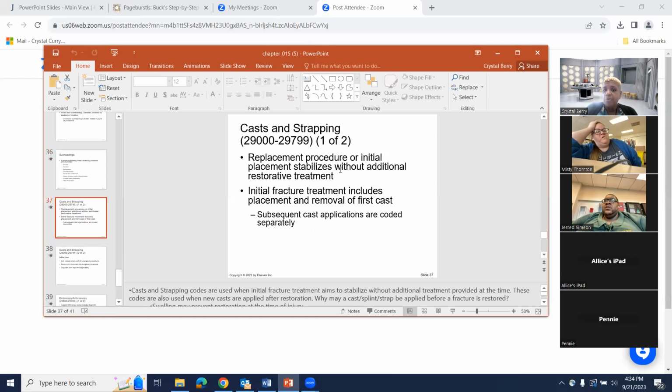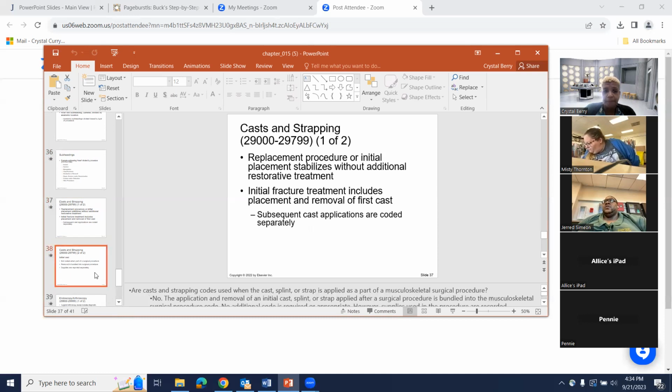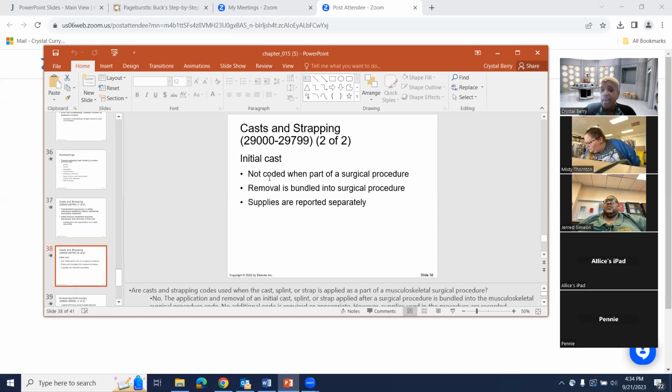Cast and strapping, replacement procedures or initial placement stabilizes without additional restorative treatment. Not coded: initial cast is not coded when part of a surgical procedure. Removal is bundled into the surgical procedure. Supplies are reported separately. So you need to know that. Cast and strapping in the musculoskeletal system, the supplies used for that treatment are reported separately. Removal of that cast is bundled into a surgical procedure. Initial cast, whenever it's the initial cast, is not coded when part of a surgical procedure.